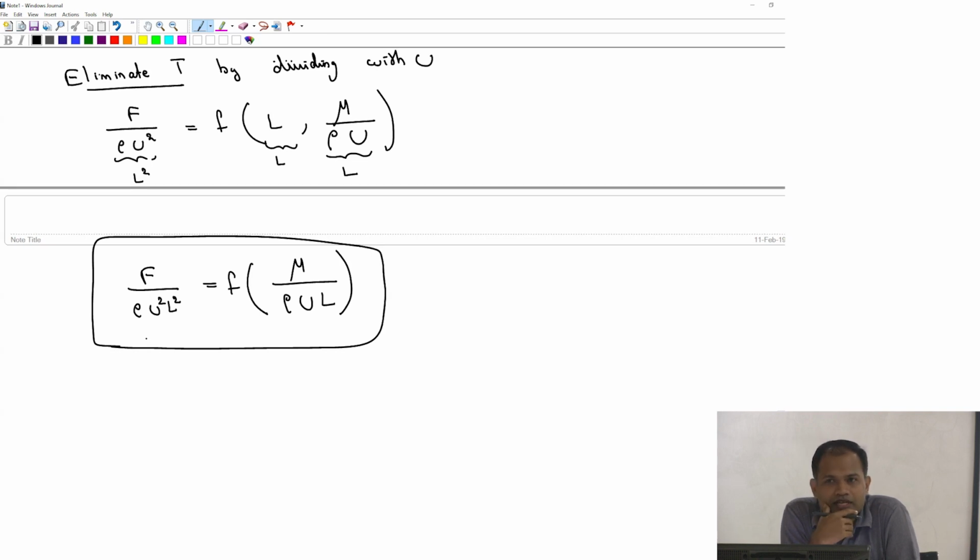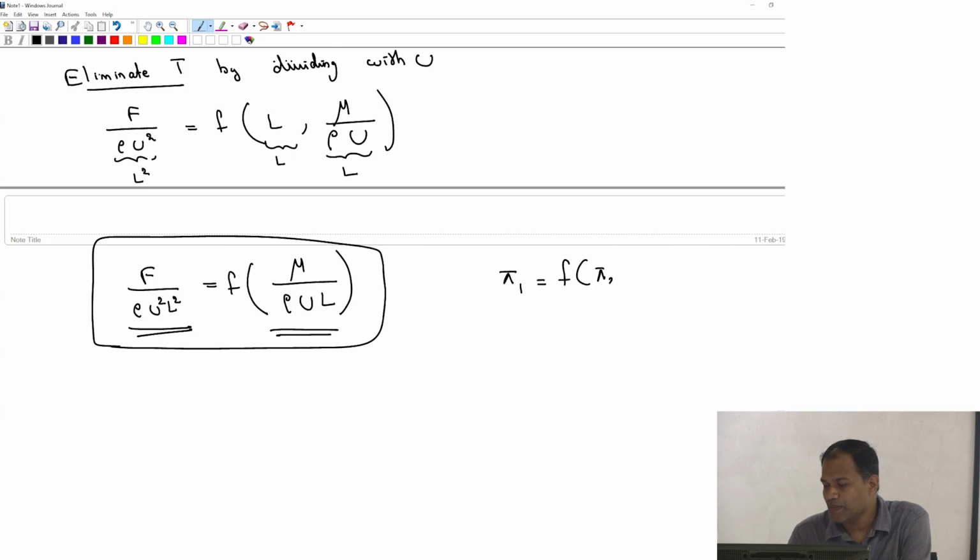I didn't understand. Can you explain again? No. So, J is 3. So, you will get N minus J non-dimensional variables. Then you will get 3 non-dimensional variables. For example, here you have f by rho U square L square is only a function of another non-dimensional variable, right. Similarly, if you have 3 of them, you will find pi 1 is a function of pi 2 comma pi 3. You don't know what f is, but this is the best you will be able to write.